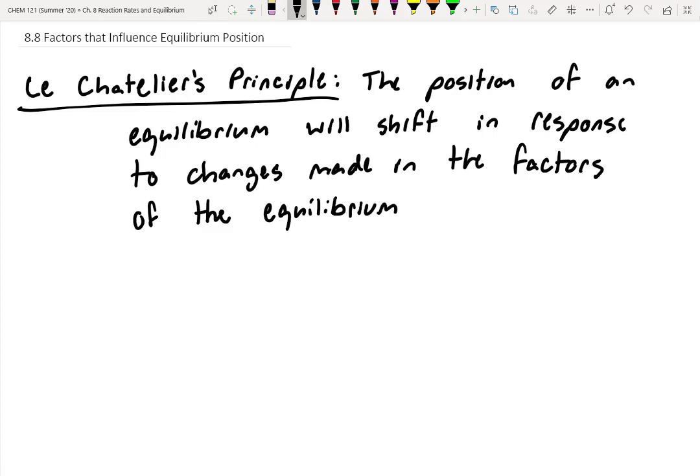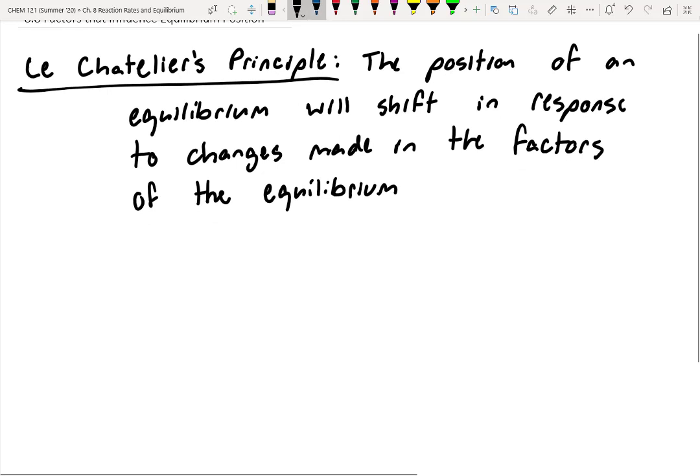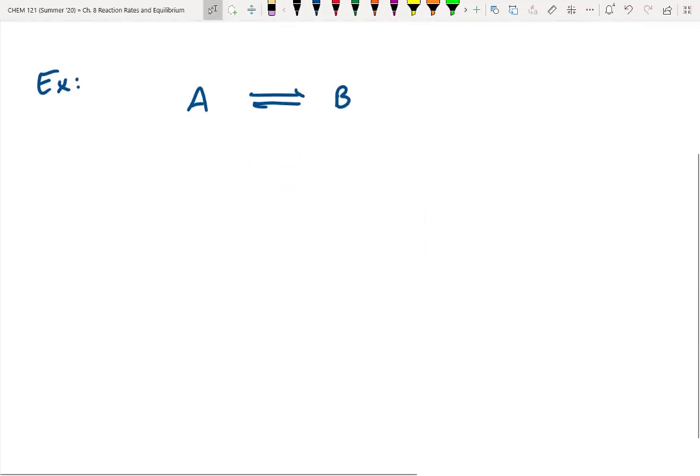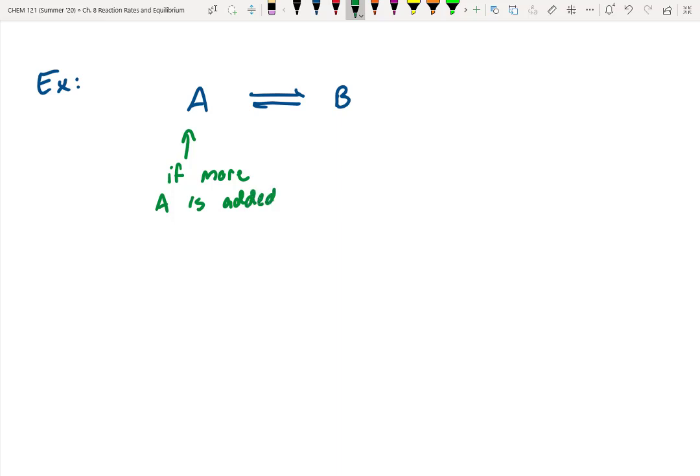All right, so let's take a look at some just really basic examples, right? So let's take an example where we've got A and B, kind of like we had in our PhET simulation video. So let's imagine if more A is added. All right, what will happen? Well, then the equilibrium will drive right.